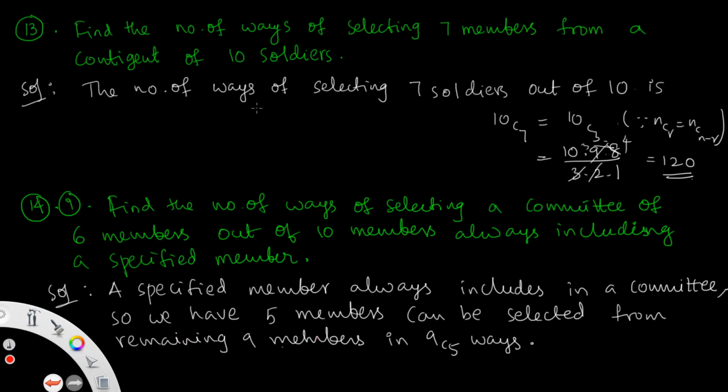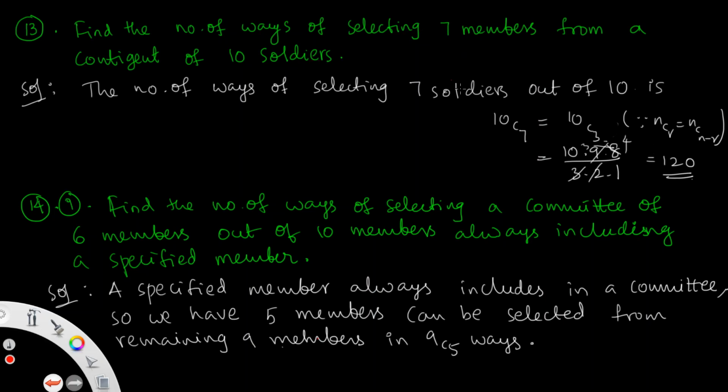Find the number of ways of selecting 7 members from the contingent of 10 soldiers. Contingent means a group of people, that is, the group contains 10 soldiers. But we are selecting only 7 members from the contingent.